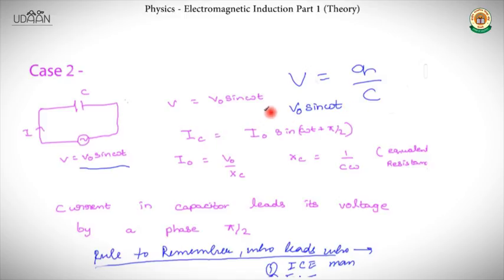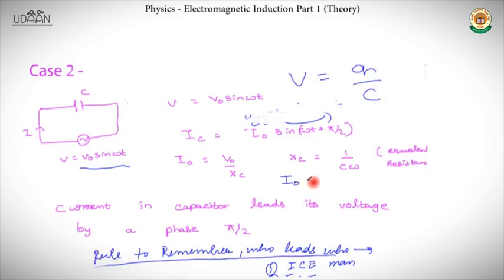And Q at any time would be C into V0 sin omega t. That's right, because we know that the charge Q is C into V, right? This current is nothing but dQ by dt. If we take dt to the other side and integrate this equation, we will get IC is equal to I naught sin(omega t plus pi by 2). That's how to derive the equation.